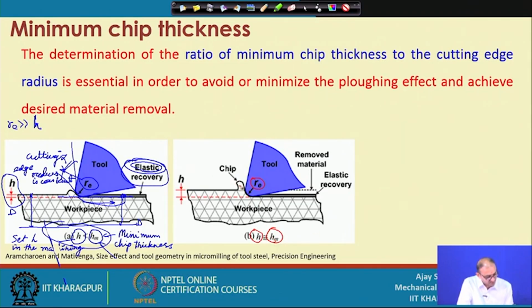Some of the material will escape as a chip, but some of the material will be recovered as elastic deformation, so you still get some material removed. Your H is this much, but you are getting material removed this much only, and the remaining part will be consumed as elastic recovery. This is completely unacceptable. By chance you get a chip here, but it is not as thick as our H, so some of the material will be recovered.